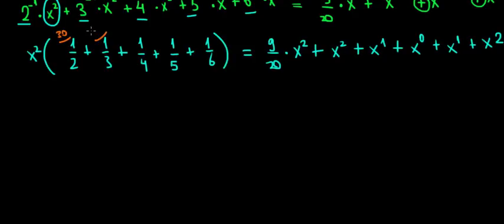3 into 60, we can multiply it by 20. 4 times 15 gives us 60. 5 times 12 gives us 60. 10 times 6 gives us 60.